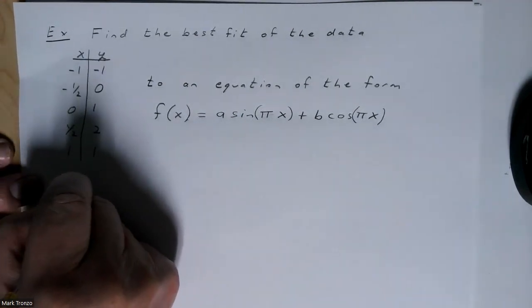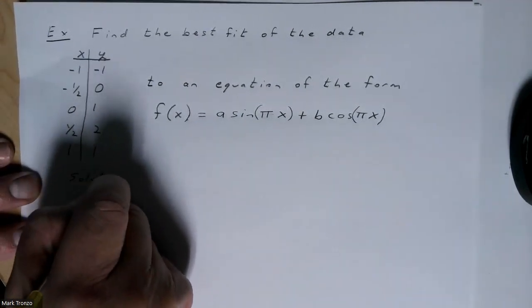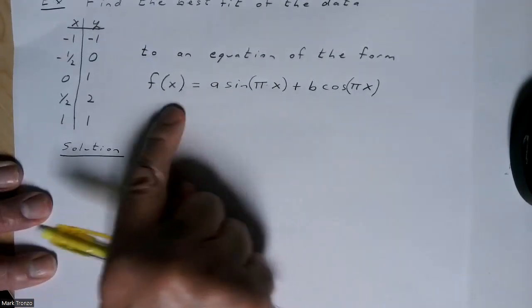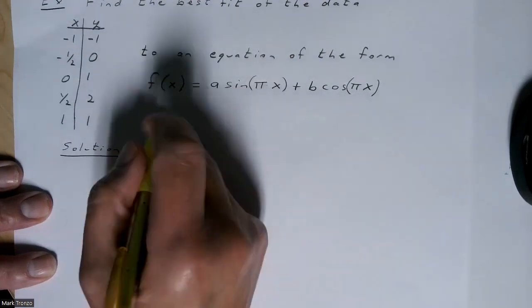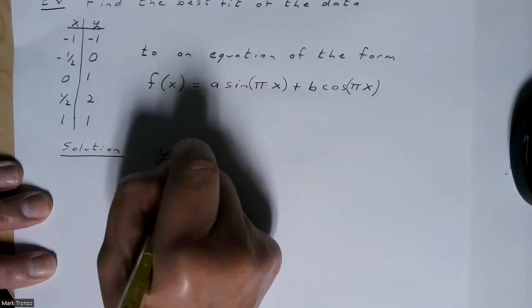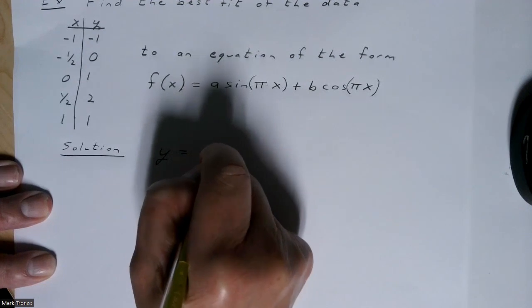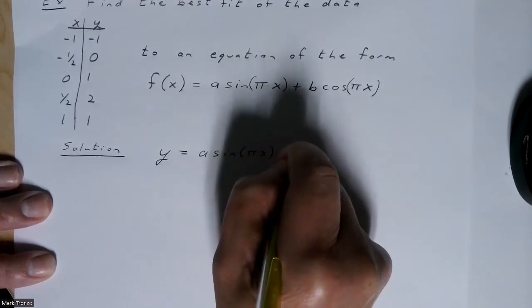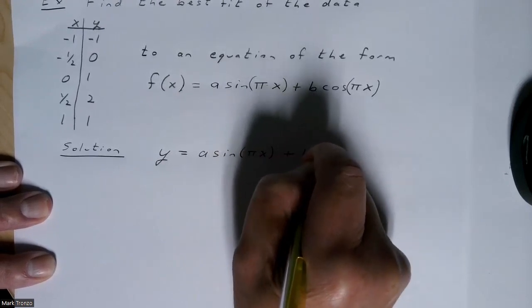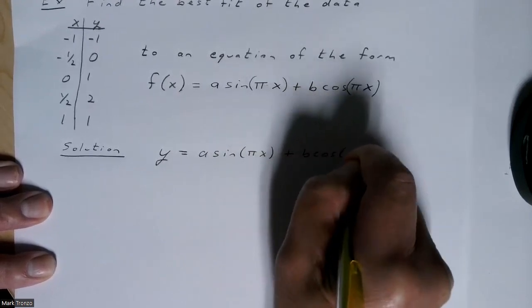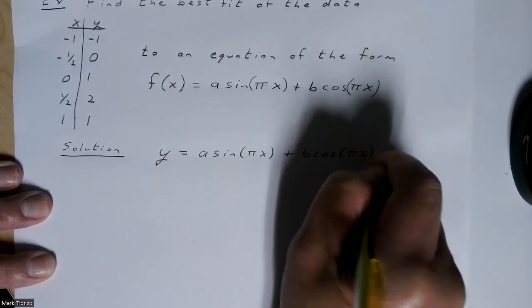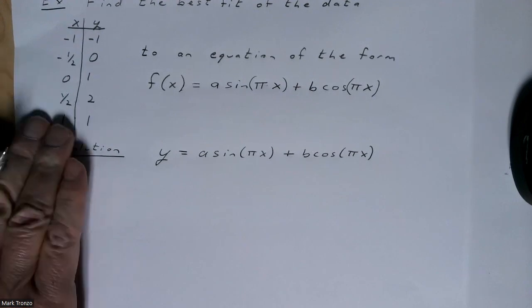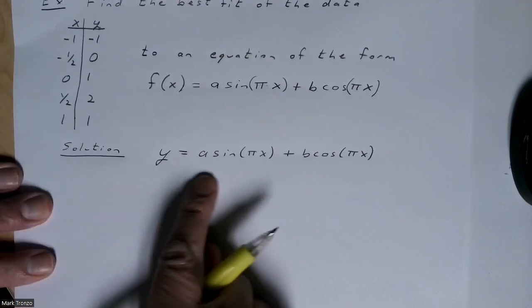So again, if we do our solution, what we have right here is y equals a sine pi x, just to put it into the terms that we had before, and b cos pi x. And I believe I got this example from a textbook. And so we want to do just like before.